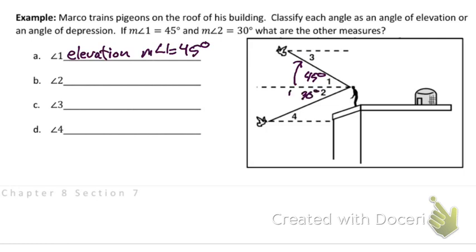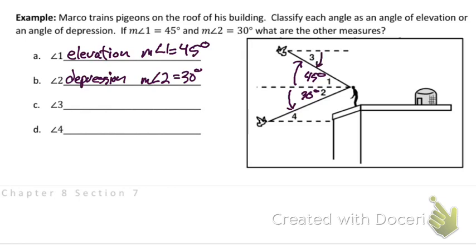All right, angle 2 on the other hand, well, that's 30 degrees. But this time he is looking down at one of his pigeons that are flying kind of below the roof line. So angle 2 is depression. And the measure of angle 2 equals 30 degrees because that is what they gave us. All right, 3 and 4, they didn't give those measures, so we have to come up with them on our own.